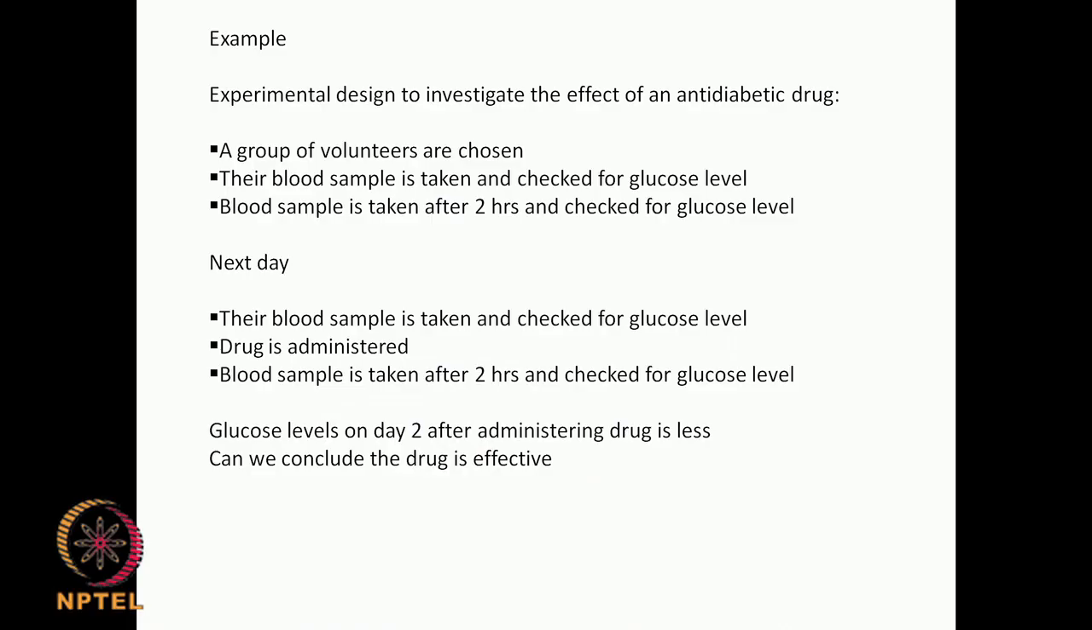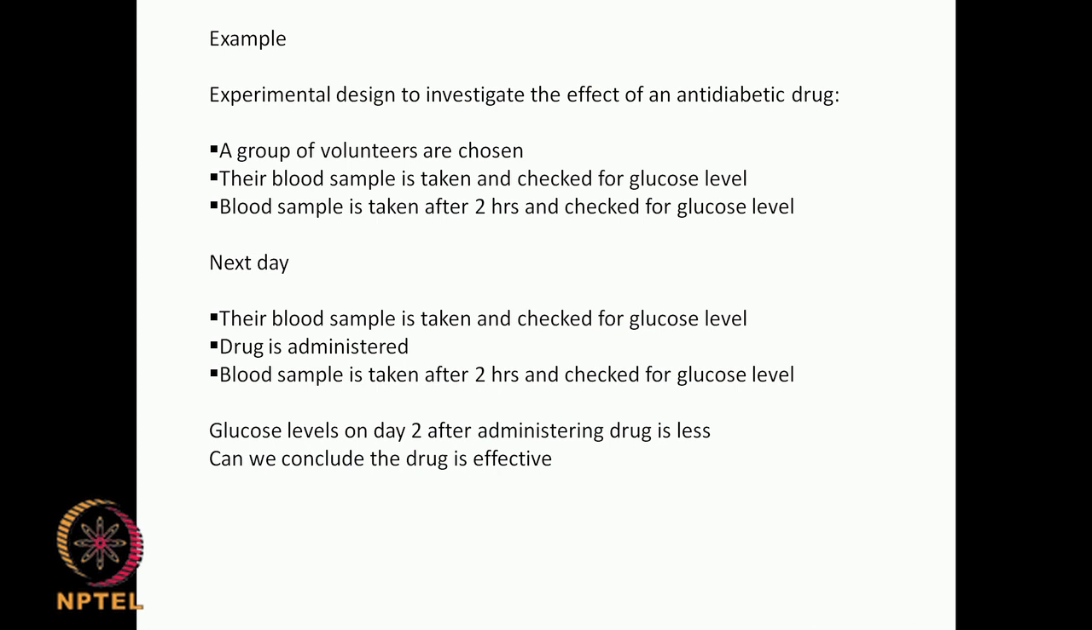When you have a glucose level reduced, still we cannot say the drug is effective unless you have a control group. And if the glucose levels remain the same, still you cannot say the drug is ineffective, because you still need a control group where the glucose levels might have shot up if the drug had not been given. Okay. Now, let us look at another scenario.